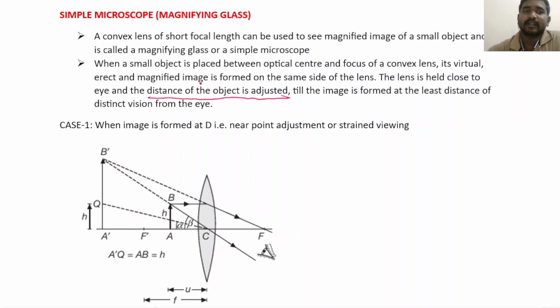Okay, the basic principle of the simple microscope is that whenever the object is placed between the focus and the optic center, a virtual, erect and magnified image will be formed on the same side of the lens. That will be seen by the eye.